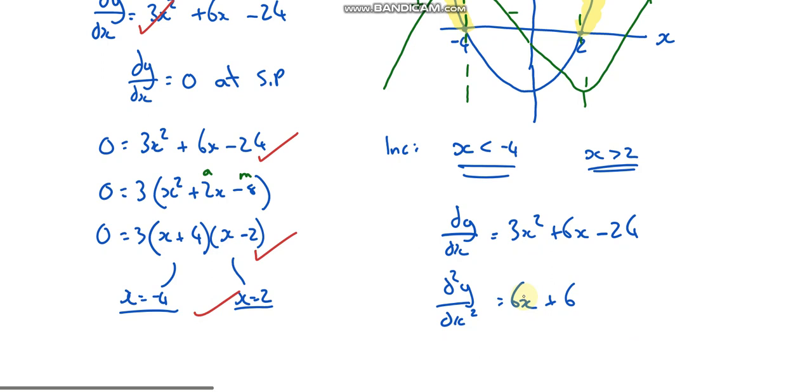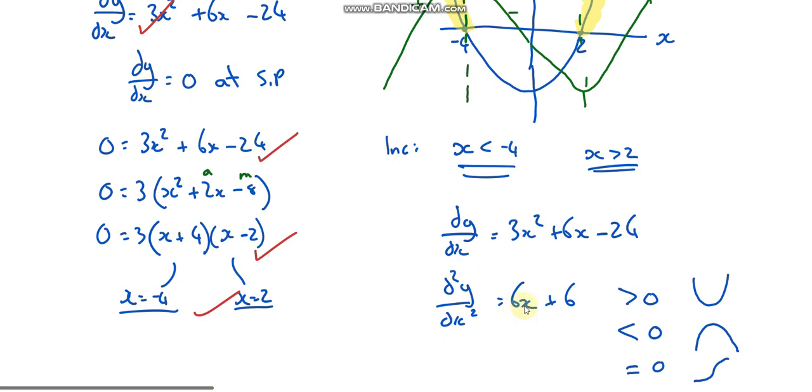And what happens is, if this is greater than 0, it means I've got a minimum turning point. If it's less than 0, I have got a maximum turning point. And if it's equal to 0, I've got a point of inflection, and I'd have to go and do a nature table. So let's see what we would get if I put in -4 into this.